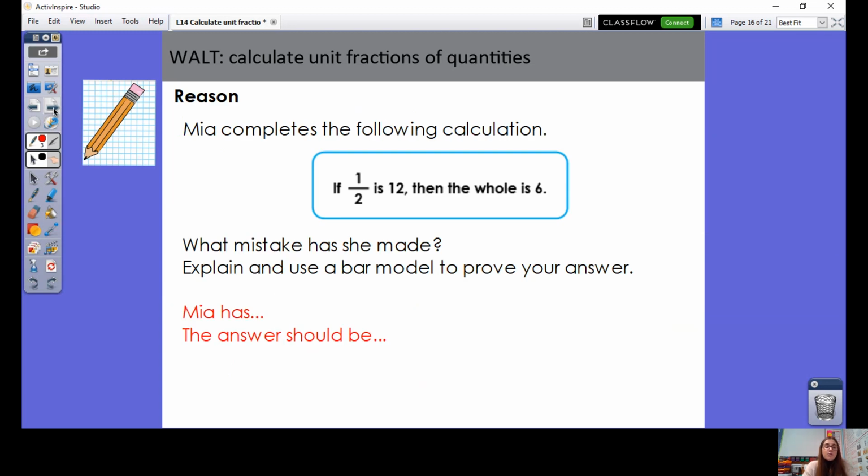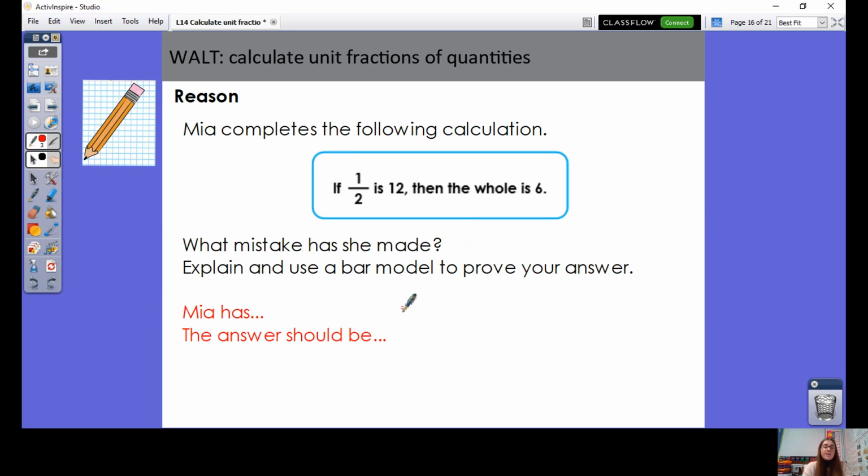Okay, I'm going to just read you the problem this time, so listen carefully. Mia completes the following calculation. If a half is 12, then the whole is 6. What mistake has she made? Explain and use a bar model to prove your answer.